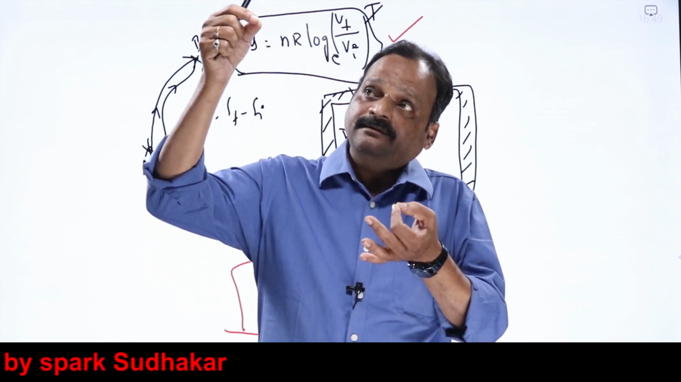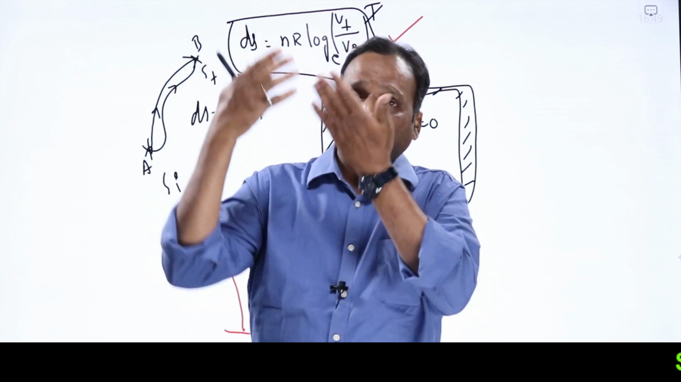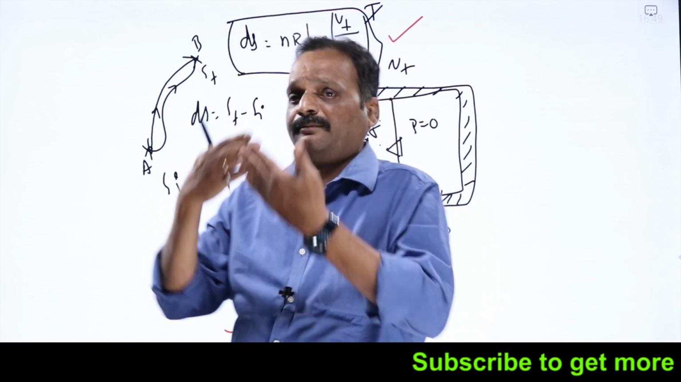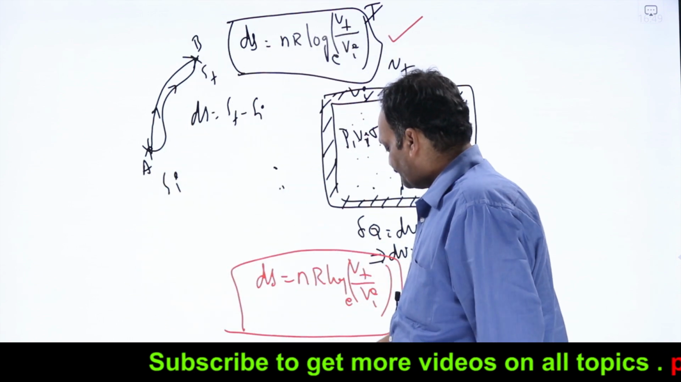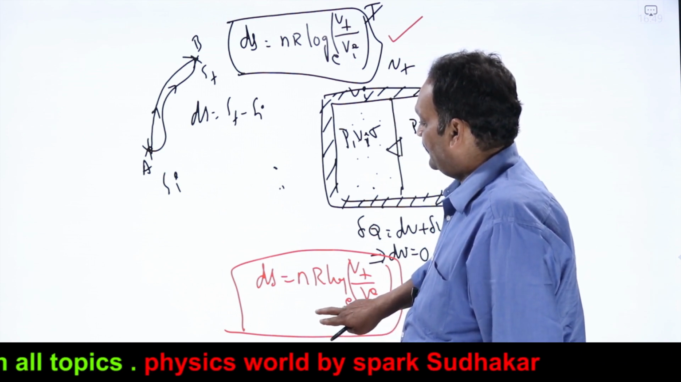So the way of calculating changes in entropy for irreversible processes is to find an equivalent reversible process between the same two points. Calculate the change in entropy for that, and you are getting the change in entropy for the irreversible process.